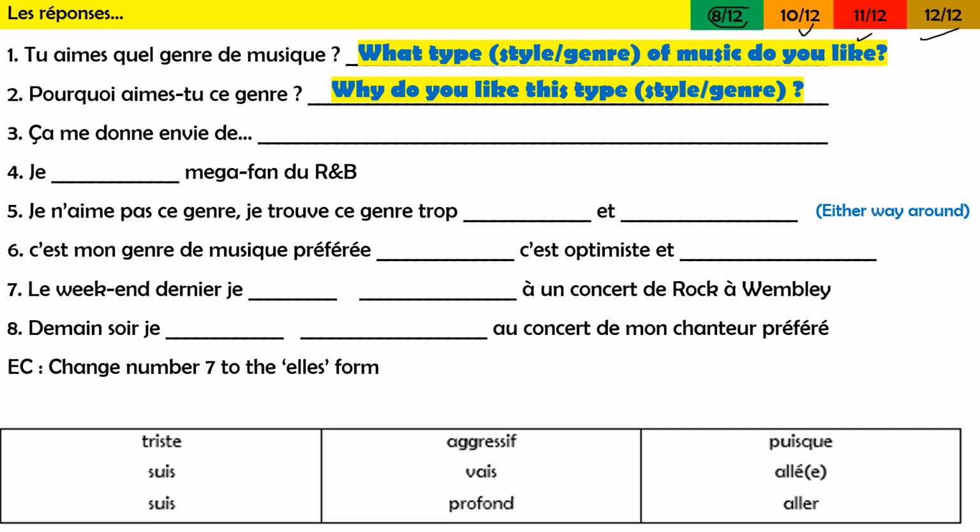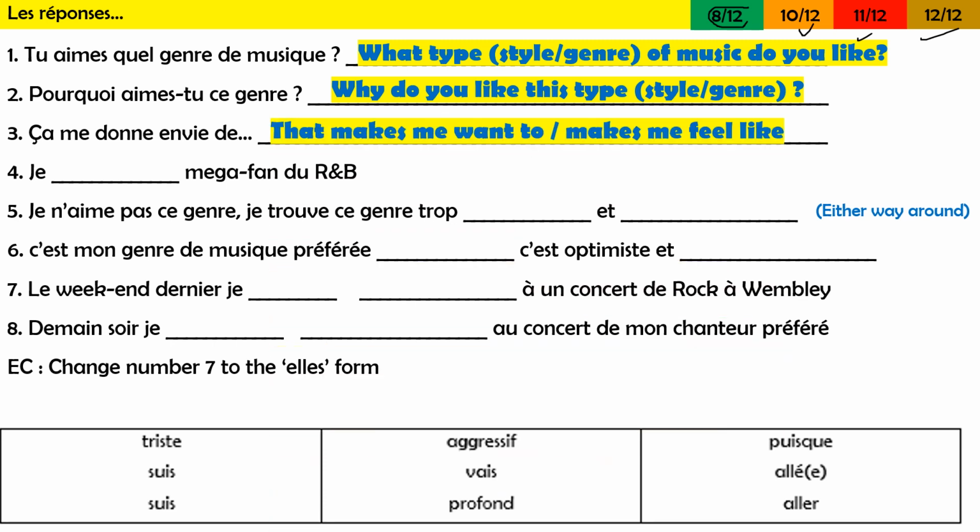Why do you like this type of music? Or why do you like this style? Or why do you like this genre? Etc. Alors, numéro 3, it was actually on our post-it note starter. Ça me donne envie de veut dire that makes me want to, or except like it makes me feel like, or anything like that. All right, 3 marks for the first 3.